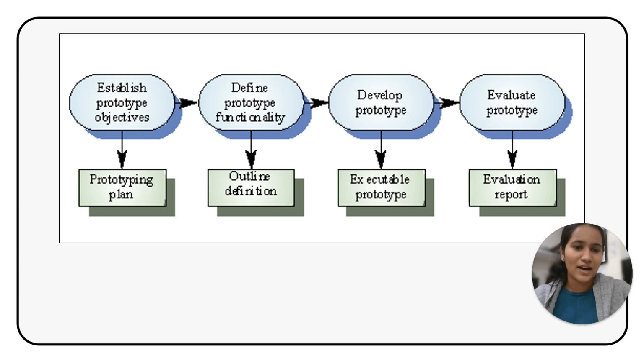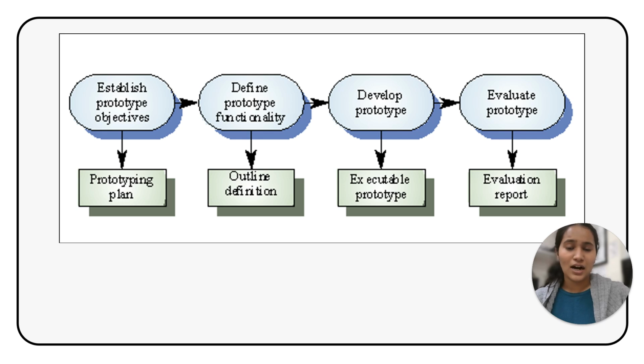After developing a prototype, it comes out like an executable prototype, which is ready for testing. So the prototype which is ready for testing comes here as an executable prototype. Now then comes the outline definition. So an outline definition is the details, like what should be demonstrated or tested as a prototype.